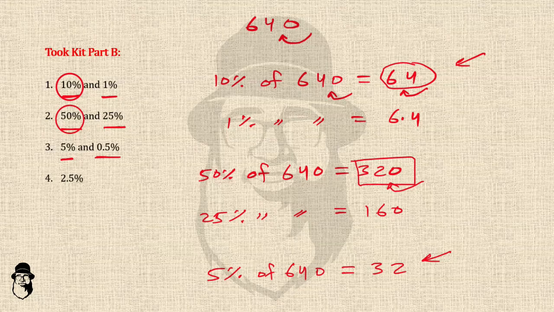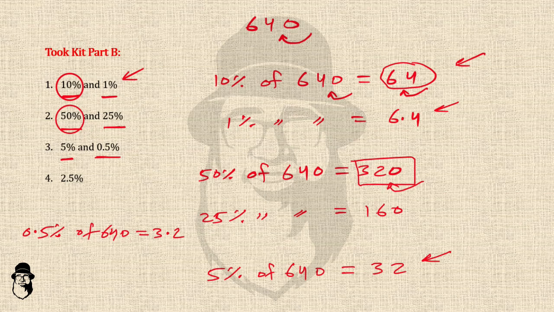And if we want to get 0.5%, then again we have two ways of doing that. We can either do this: we have 1%, right? 6.4. We just take half of it. It will be 0.5% of 640. That will be half of 6.4, that is 3.2.